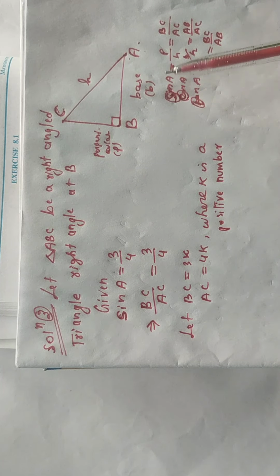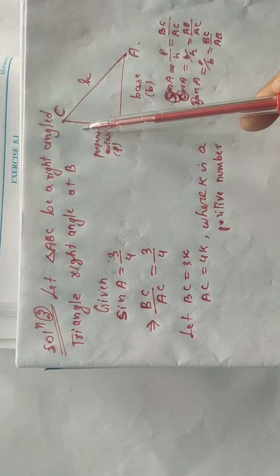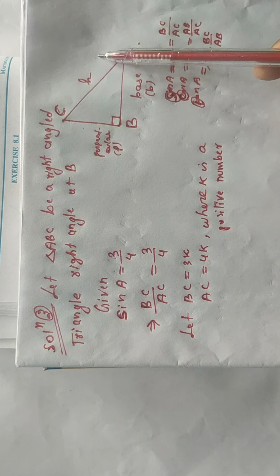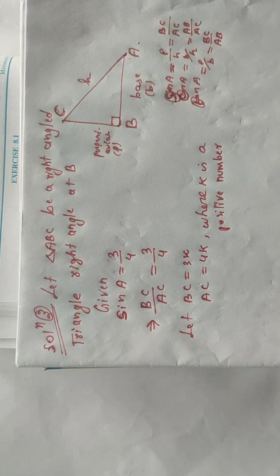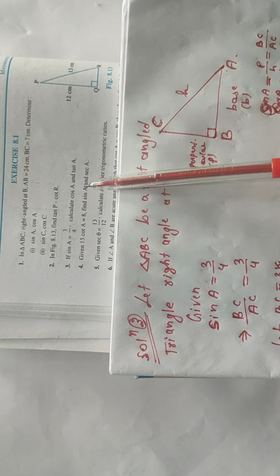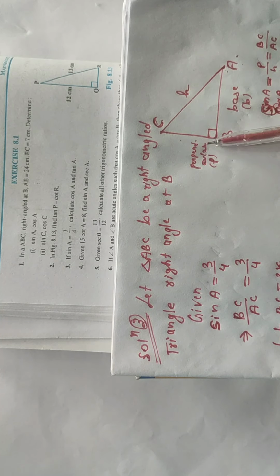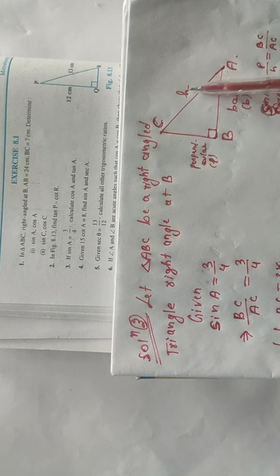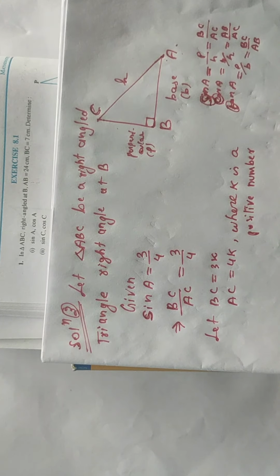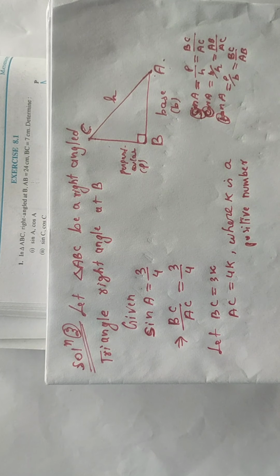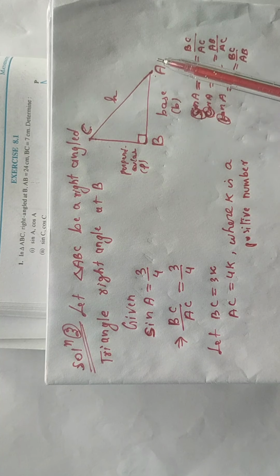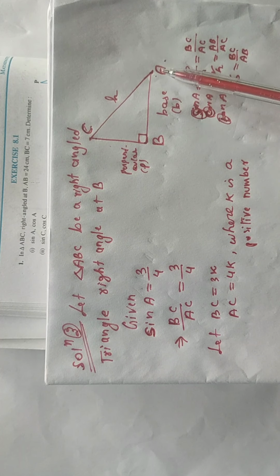Since we know the value of BC is 3k, and AC is 4k. Now we have to calculate cos A and tan A. So to find the value of cos A and tan A, we have to know the value of all the sides of the triangle. Since we have known only two sides, BC and AC, now we have to find out AB.